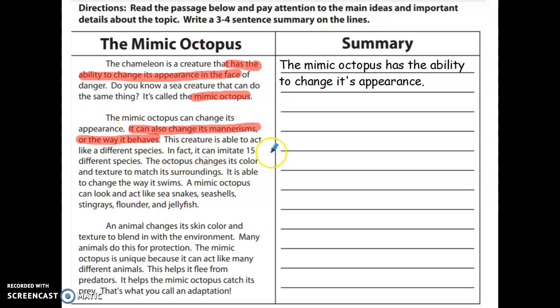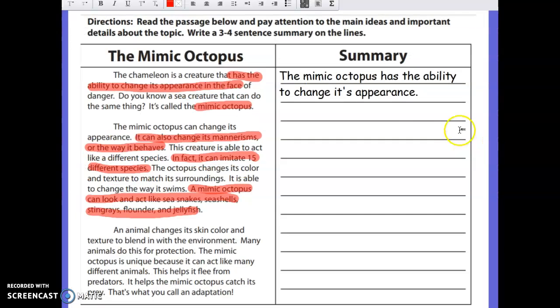The creature is able to act like a different species. That's important. Let's look at that next sentence though. In fact, it can imitate 15 different species. That gives me a little bit more detail on the different types. The octopus changes its color and texture to match its surroundings. It is able to change the way it swims. A mimic octopus can look like, and here are all the examples the author gives you on different things it can look like. So let's put those into our summary in our own words.